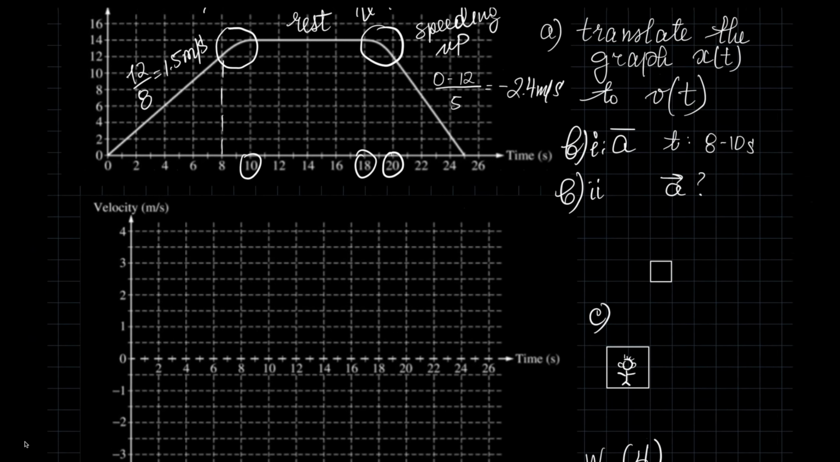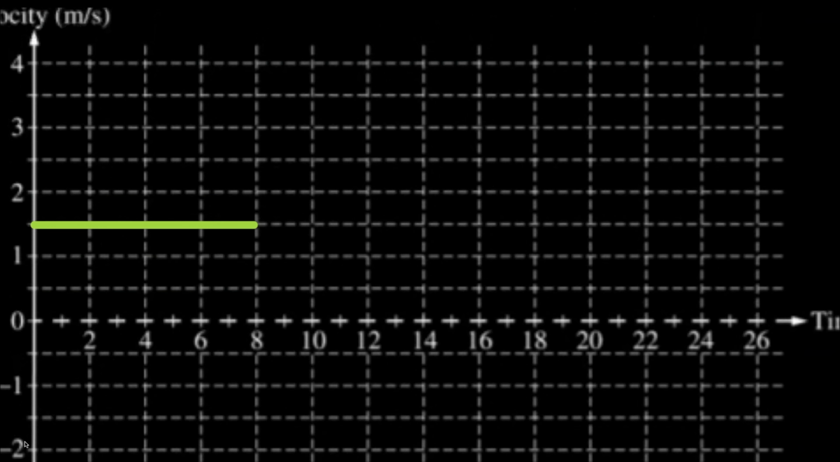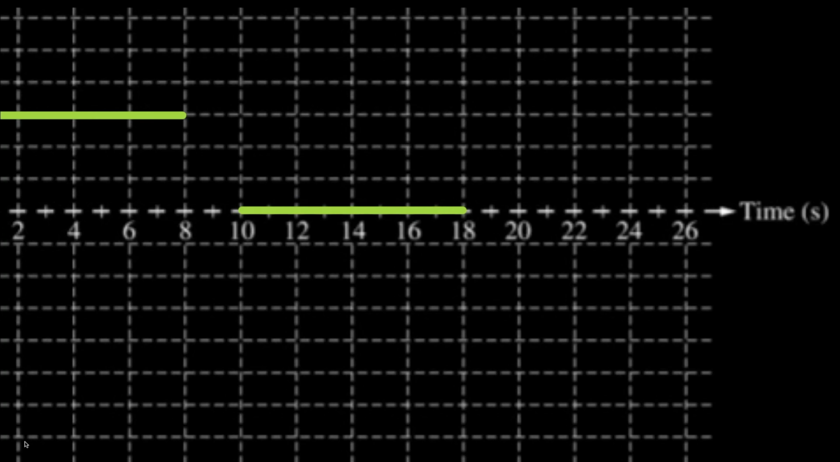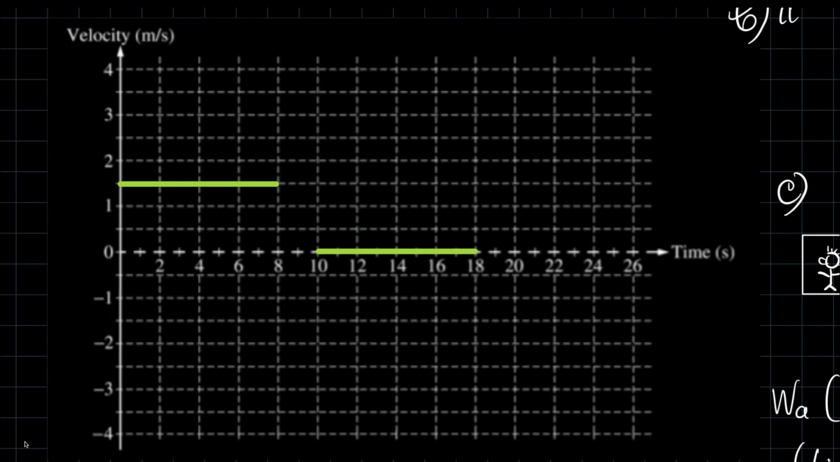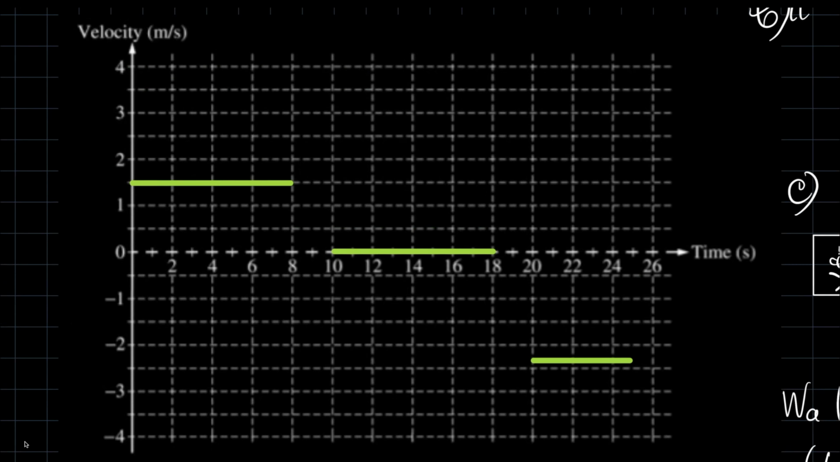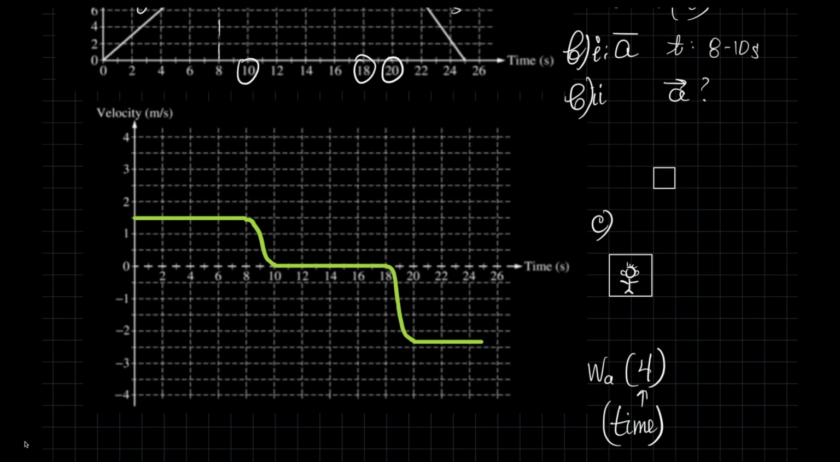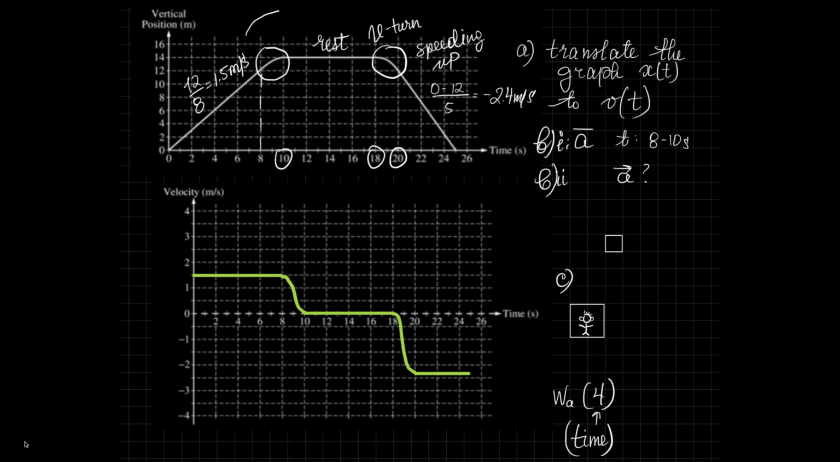All right, so the first 8 seconds, as we figured out, it was 1.5, 10 to 18 it was 0, and then from 20 to 25 seconds, we are at negative 2.4. All right, there we go. And then in between, we're going to do a little bit of a squiggly line. This is our connect the line, so to speak. So this graph represents the same motion as the graph for position.